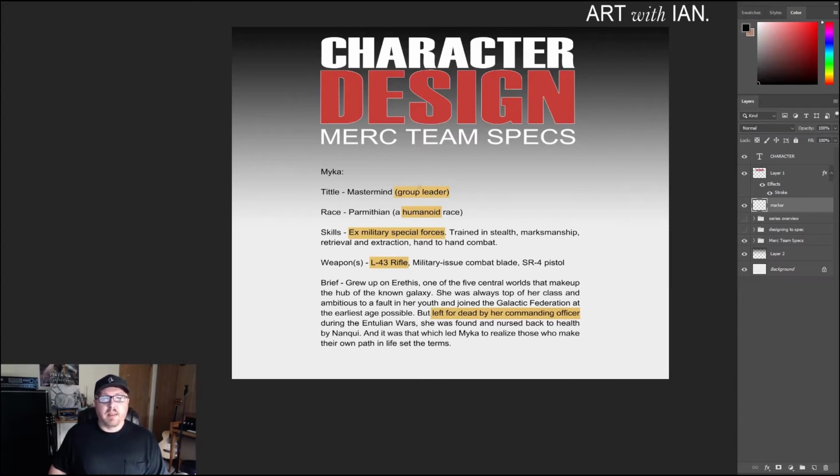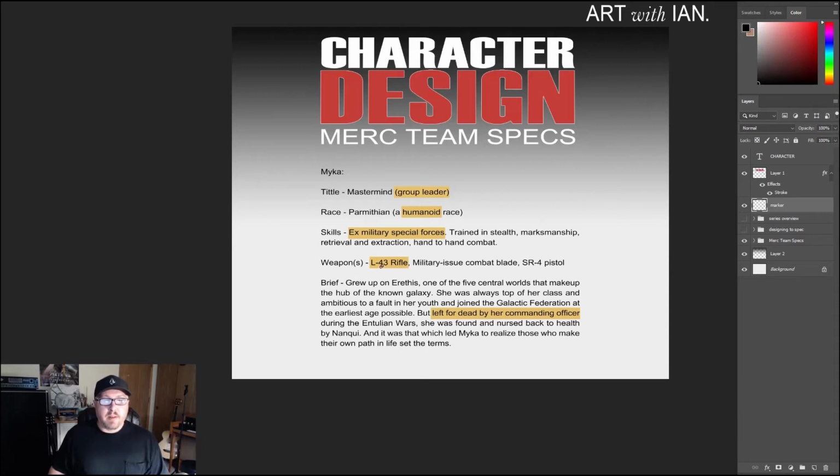Group leader, okay? That says a lot about probably the posture, the general placement if you wanted to do a team, a group, the whole team standing together. Race, Promethean, so a humanoid race, they're giving me information here. Then skills, ex-military special forces. That's going to say a lot about posture, clearly confident, but why ex-military, okay, so trained in stealth, marksmanship, retrieval and extraction, hand-to-hand combat. So this is a badass.